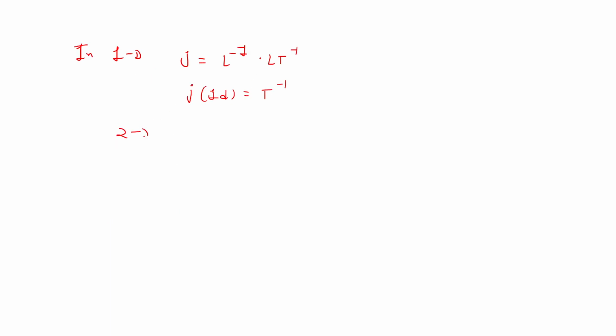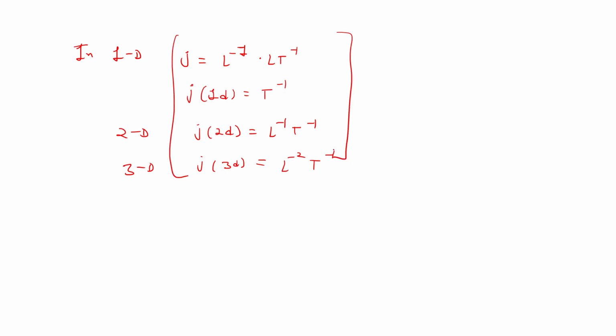Now for 2D, all these things you can also directly remember. For 2D I am writing it directly. It will be L minus 1, T minus 1, and for 3 dimensions the unit we will have is L minus 2, T minus 1. Because we have talked about the wave function dimensions in the last sessions. From there I am writing directly. Okay, these are basically the dimensions for the probability current density.